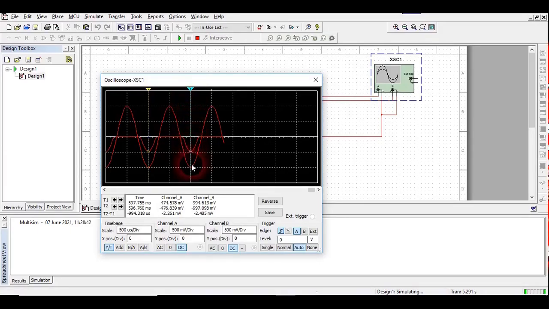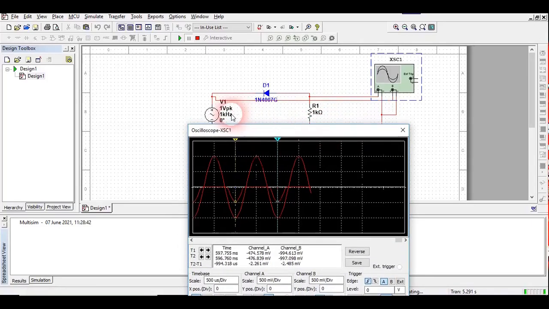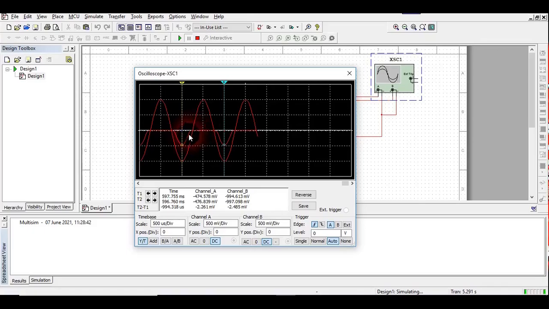Okay, just see here, I am seeing T1 minus T2. It is showing me T2 minus T1 is minus 994.318 microsecond, so that means T1 minus T2 is 994 microsecond. Here I have given a 1 kilohertz input cycle, so our frequency is not changing, but the voltage is changing.